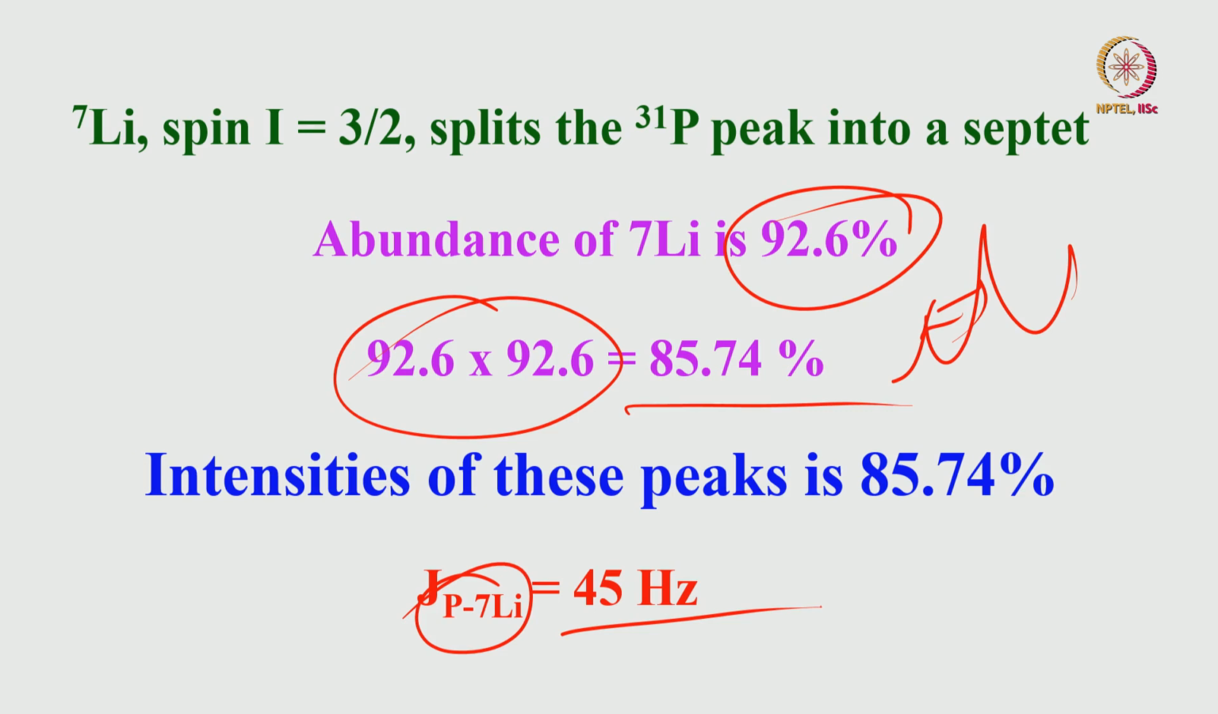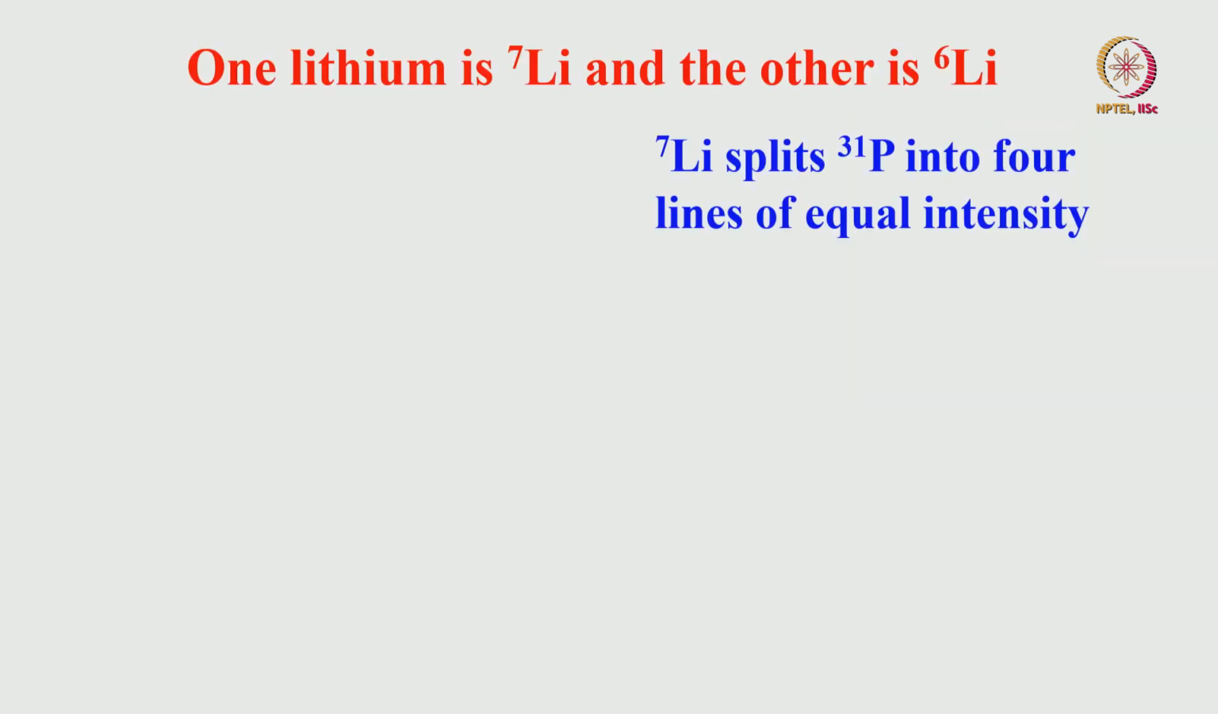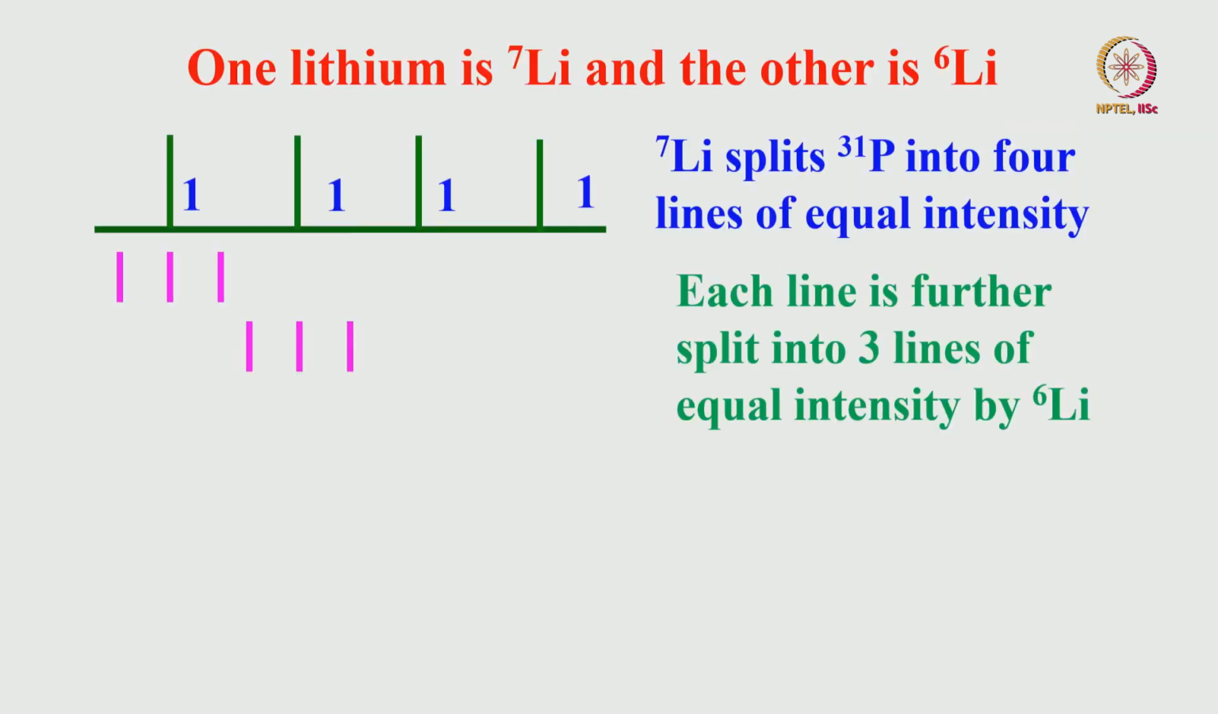You understood? The phosphorus is now coupled to both the lithiums. One could be lithium 7 and the other could be lithium 6, or both could be lithium 6 also. Both being lithium 6, the abundance is very small. We will see that one now. In the case where one is lithium 7 and the other is lithium 6, what is the probability you can think of? When one is lithium 7, that splits into 4 line patterns of equal intensity, that we have been discussing, because spin 3/2.